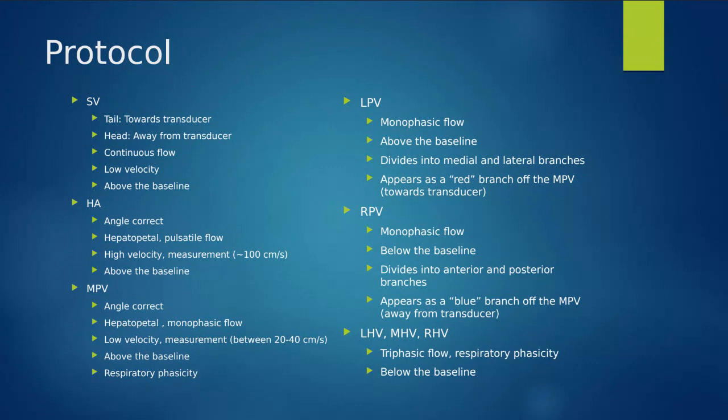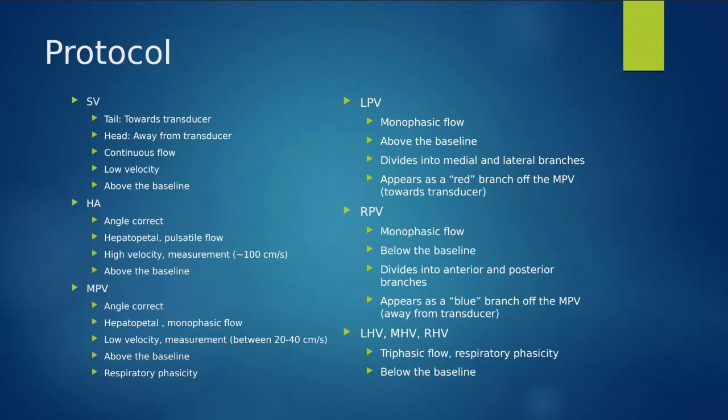As for our left, middle, and right hepatic veins, they all pretty much appear the same on Doppler analysis. They represent respiratory phasicity. So it's typically kind of like this unique variation of triphasic flow, and these are all going to be below the baseline. So veins are below the baseline.